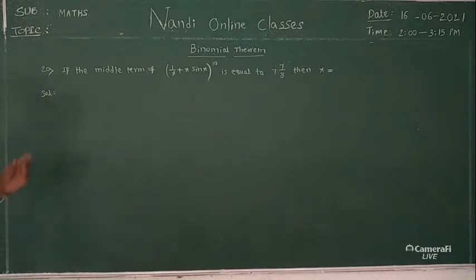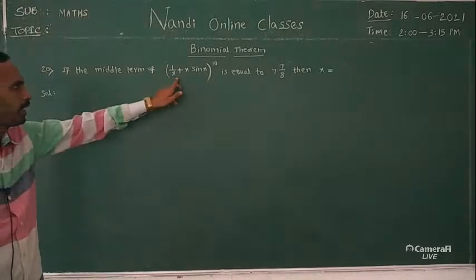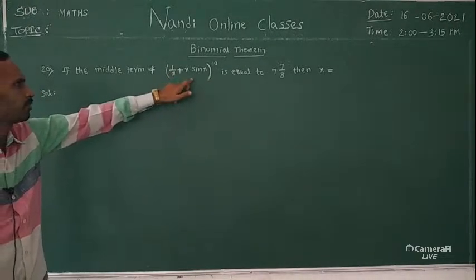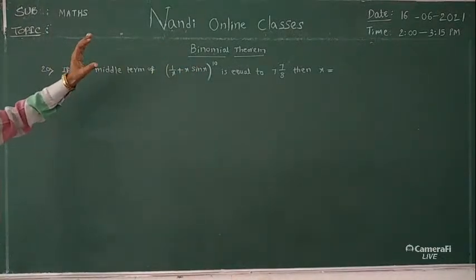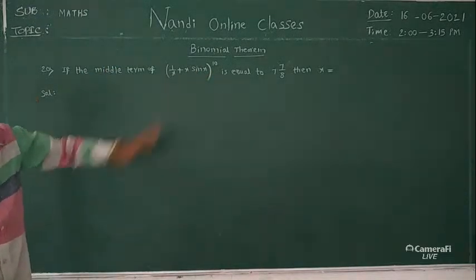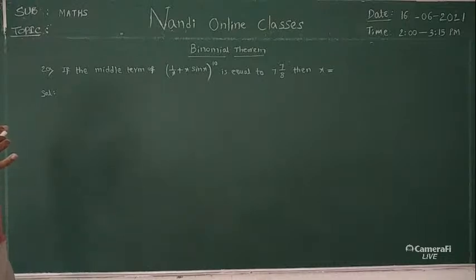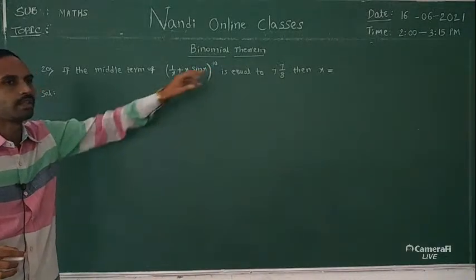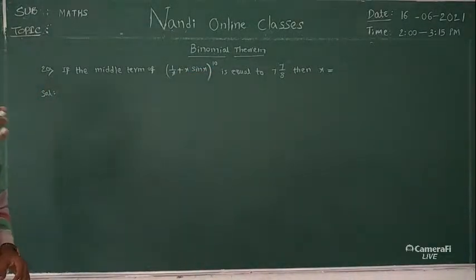Okay, solution. If the middle term of (1/x + x sin x) whole power 10 is equal to 7/8. Here one binomial term given, it is in the form (x + y) whole power n. In this expansion, only the middle term is given, 7/8. What is the x value? Middle term has formulas depending on the n value. Here power is 10, an even number, so the given expansion has only one middle term. What is that one? It is T(n/2 + 1).